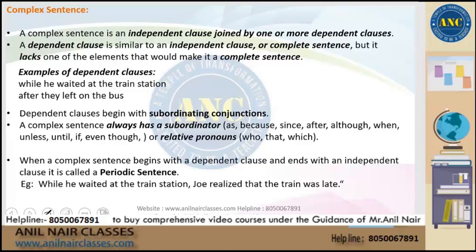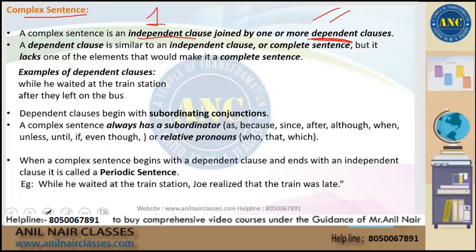What are complex sentences? A complex sentence is an independent clause joined by one or more dependent clauses. A simple sentence is a single independent clause that is sufficient by itself. For a compound sentence, you need two or more simple sentences, or two or more independent clauses, which by themselves make complete sense. But for a complex sentence, you need at least one independent clause joined by one or more dependent clauses.